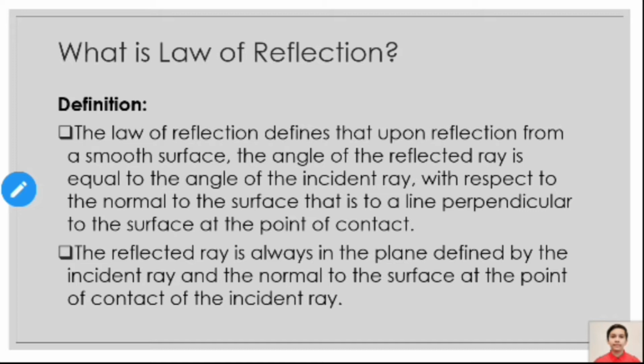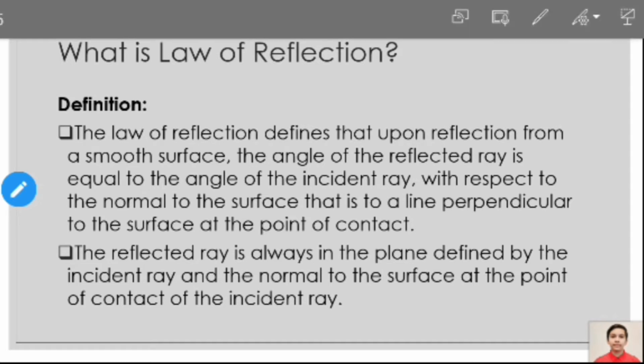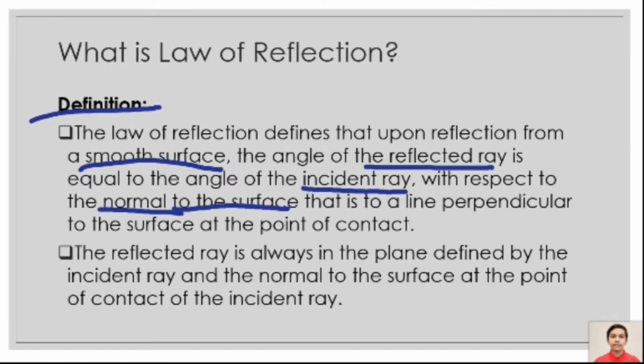So over here, what it is trying to say is that reflection happens on a smooth surface, and the angle of the reflected ray is equal to the angle of the incident ray with respect to the normal. That means we measure the angle from the normal to the surface, that is, a line perpendicular to the surface at the point of contact. And here the reflected ray is always in the plane defined by the incident ray and the normal to the surface at the point of contact of the incident ray.